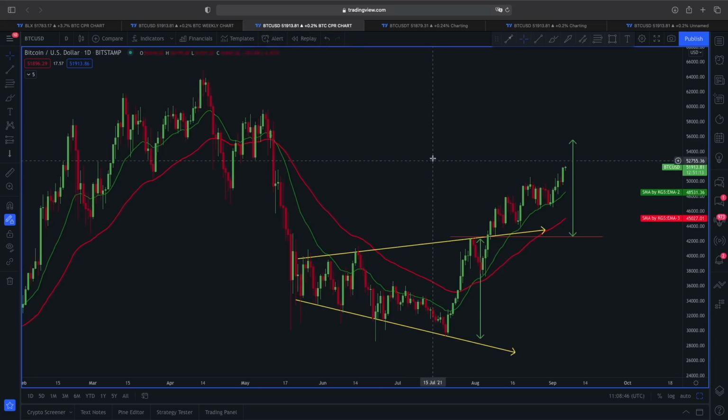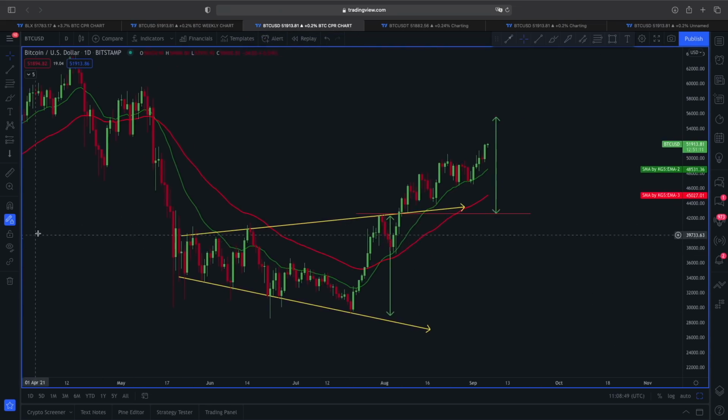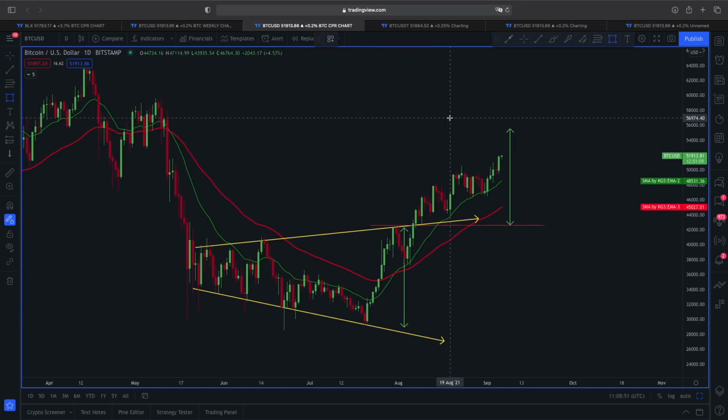And not just here in a daily time frame, this price scenario from the broadening bottom has not been reached yet.